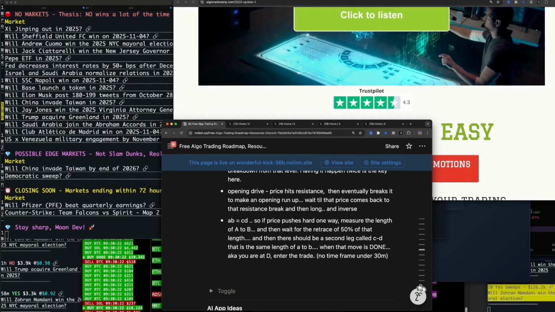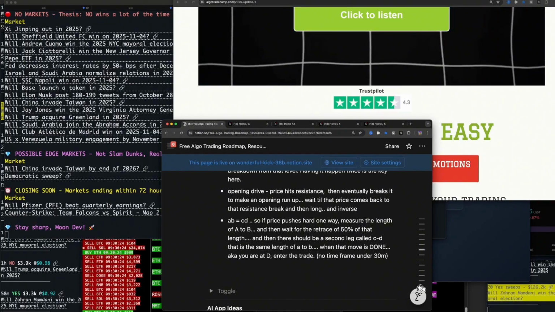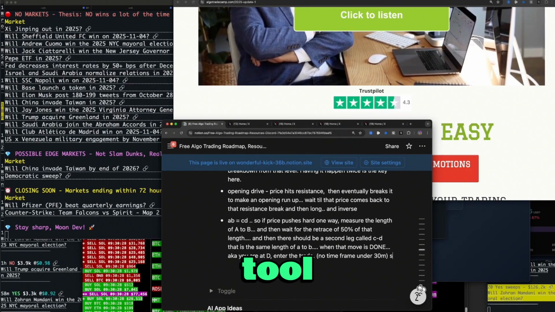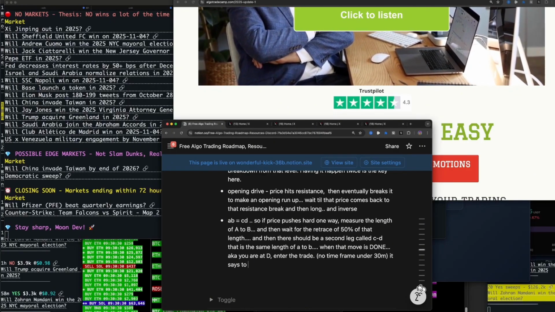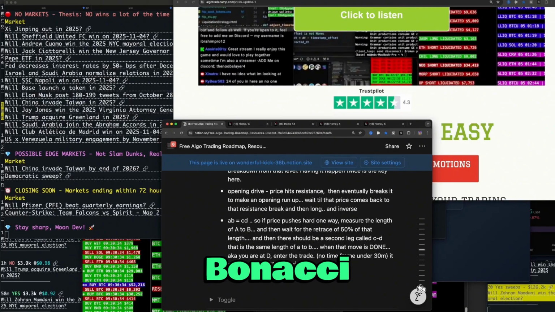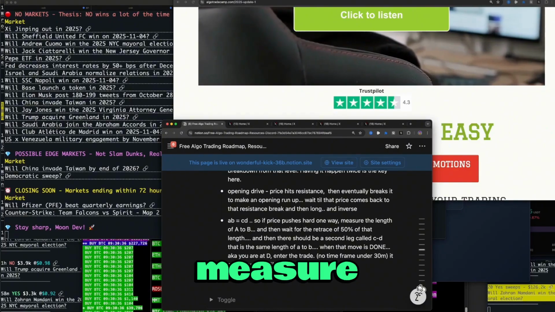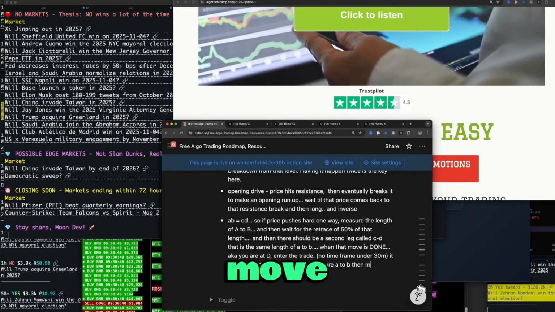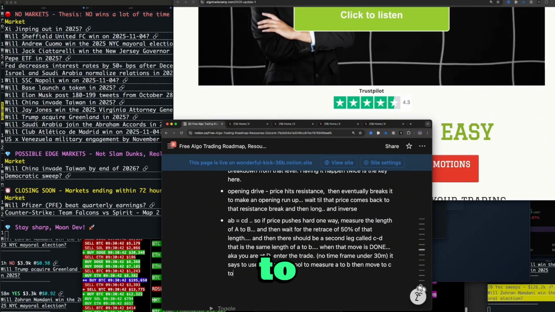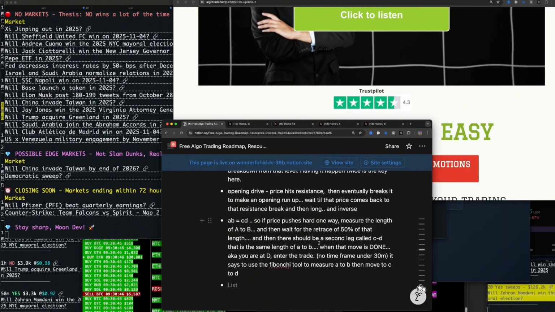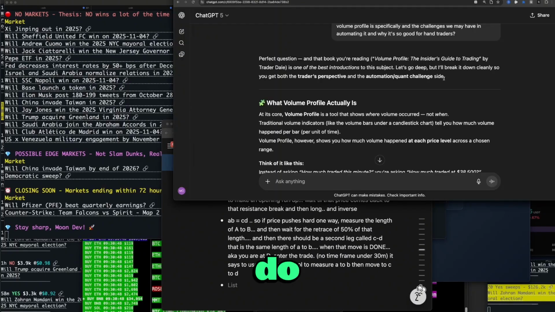Interesting. So it says to use the Fibonacci tool. Fibonacci tool to measure A to B, then move to C to D. All right, let's move on. I do want to look into this.